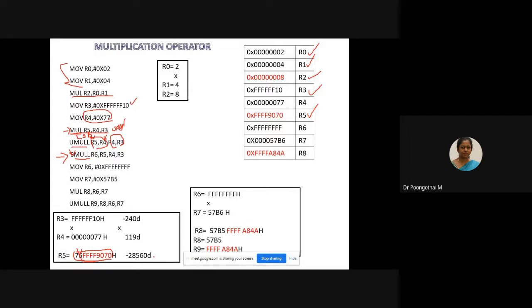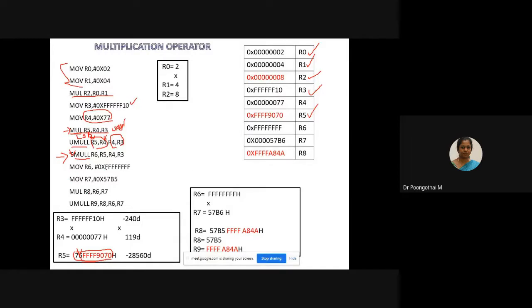The processor does not know whether we are multiplying signed or unsigned values. Only the programmer knows how to interpret the results of an operation. So you have to take the 2's complement result and check your answers with Keil microvision.